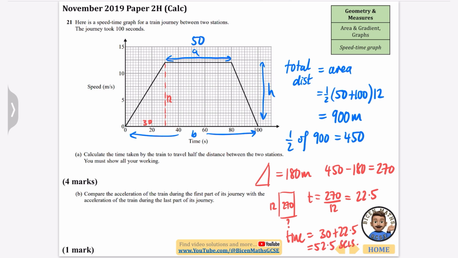Okay, part B of the question, compare the acceleration of the train during the first part with the acceleration during the last part that we've got here. Well, you can see this one and this one. The second one is steeper than the first one, which means it was accelerating at a higher rate. So I'm going to say that the acceleration or the deceleration at the end was at a higher rate than the acceleration at the beginning.